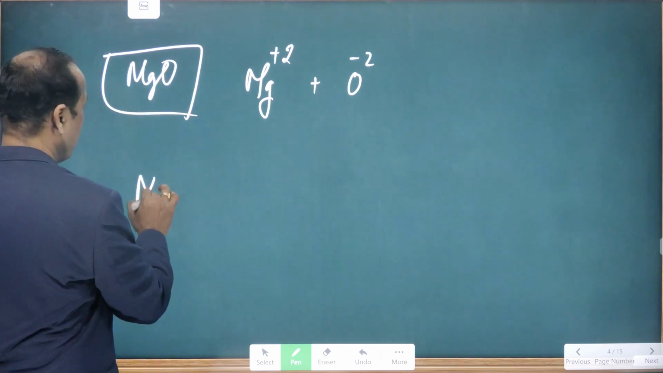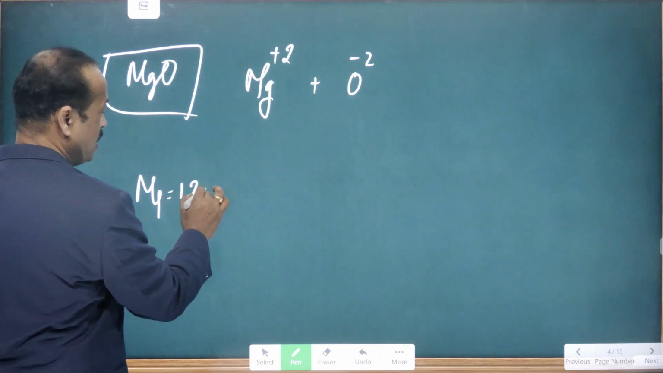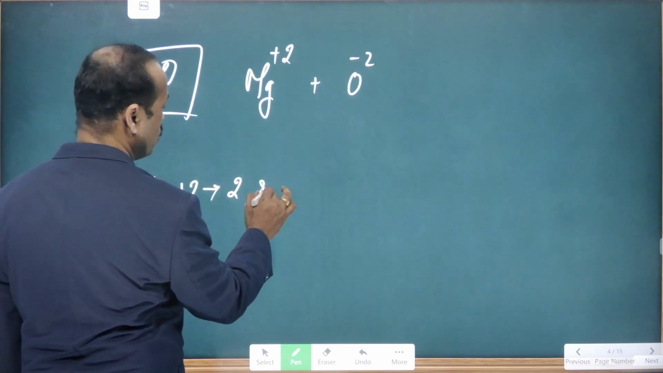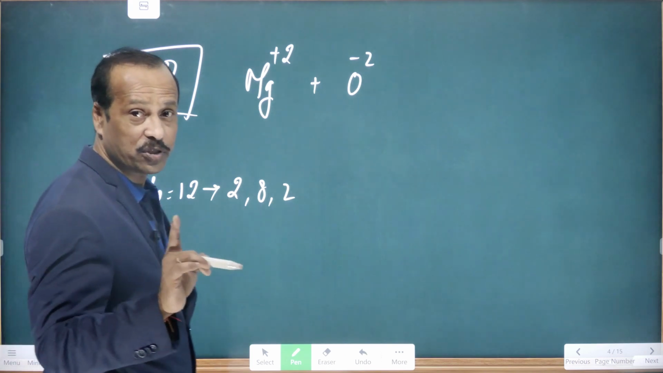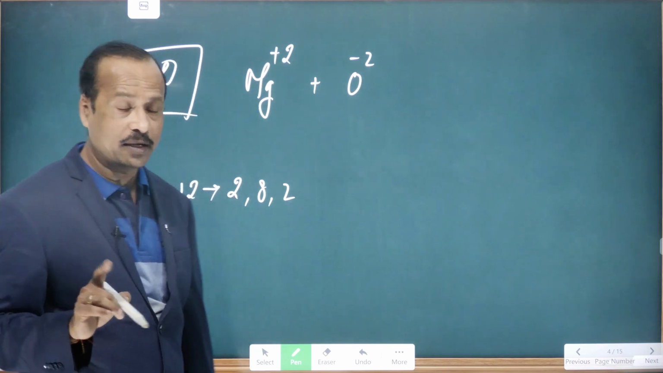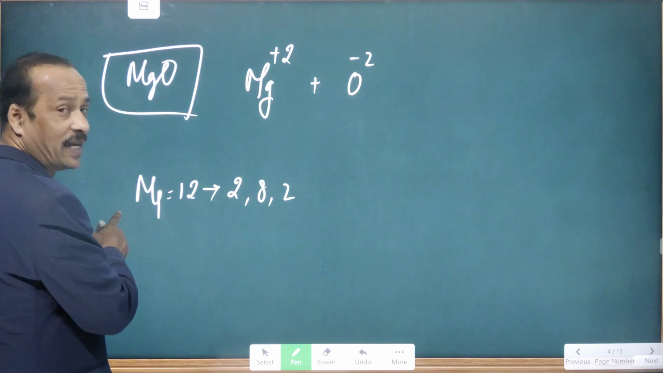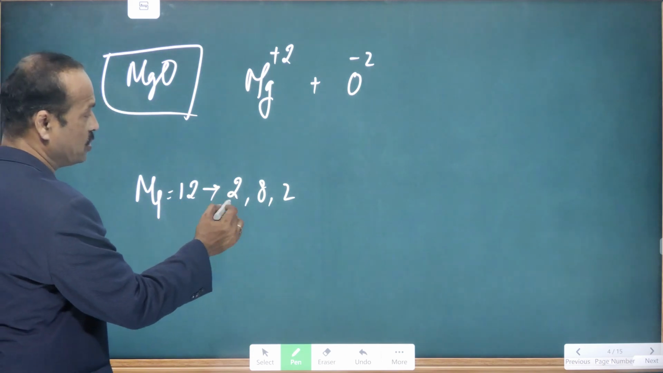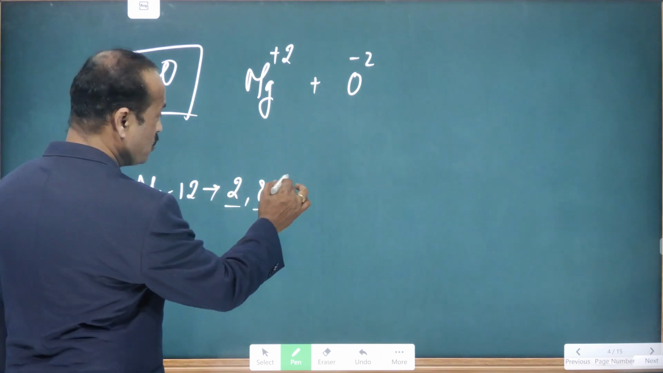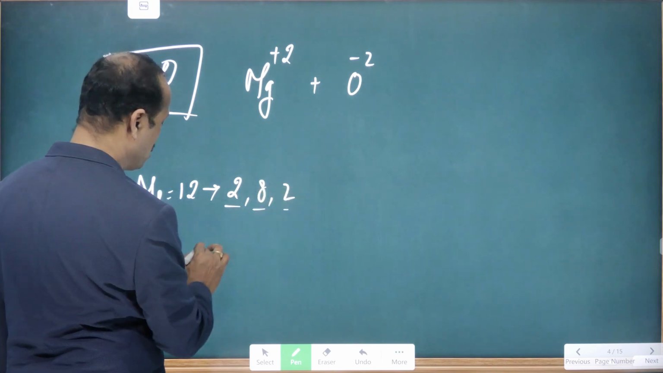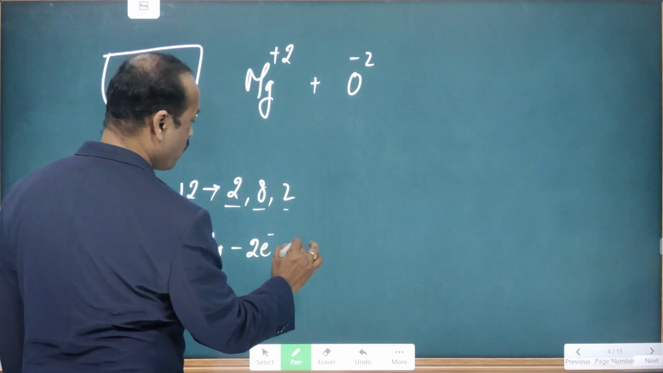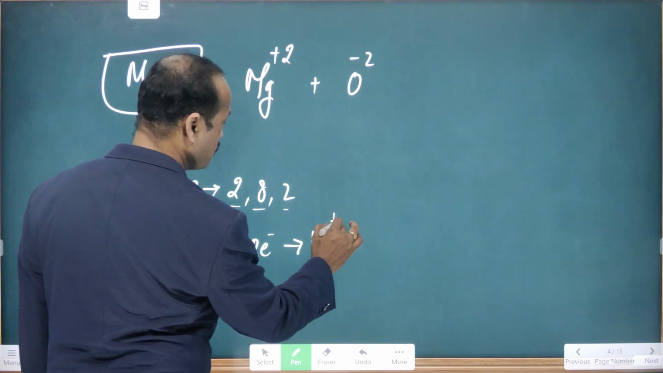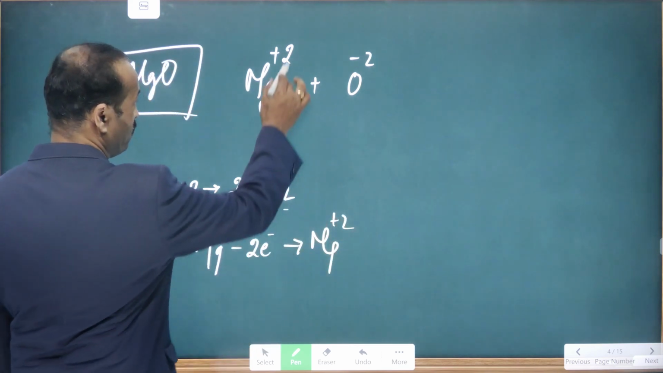Because magnesium's atomic number is 12, so we can write its configuration as 2, 8, 2. Here the outermost shell should have 8 electrons to attain stability. So the nearest noble gas is what? Neon. So it should have 10 electrons, but here 12 electrons are there. So what's happening to attain the stability? Magnesium is losing 2 electrons. When it loses 2 electrons, it becomes Mg plus 2.